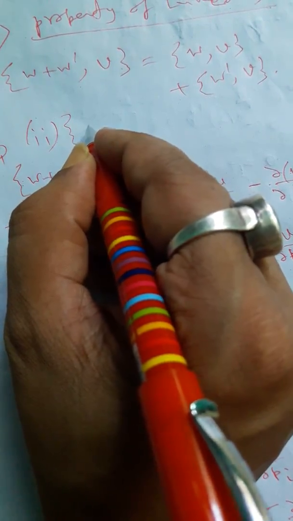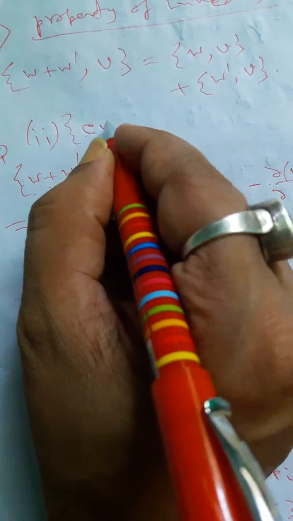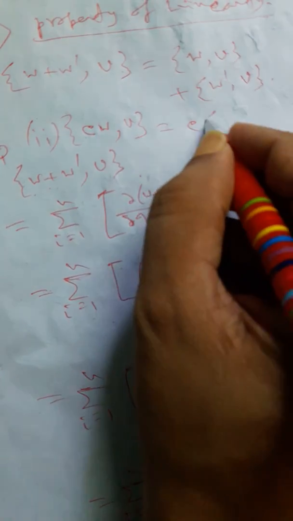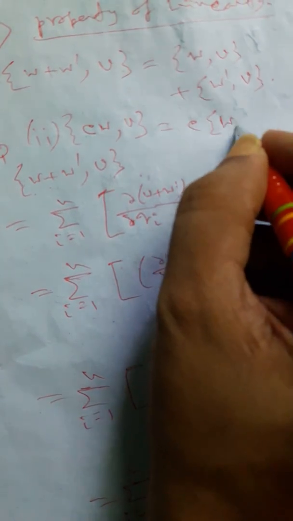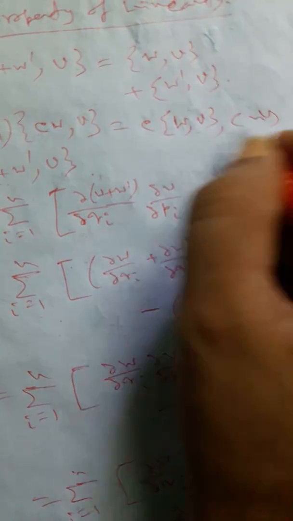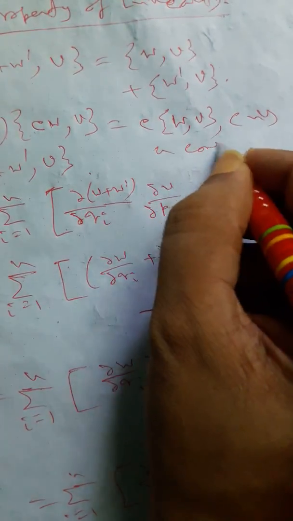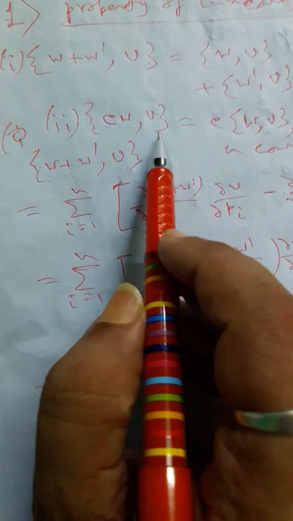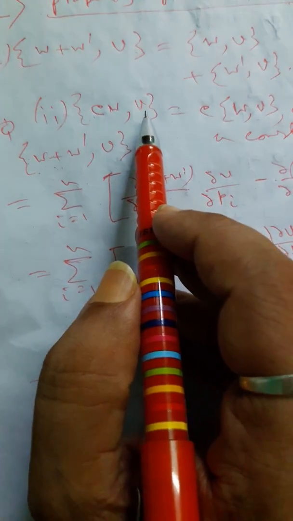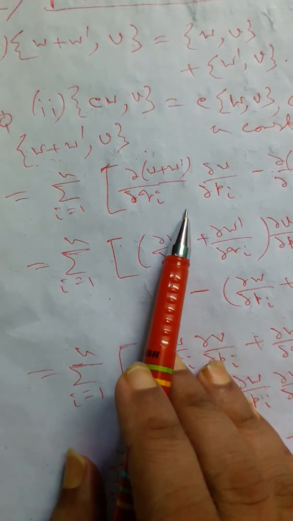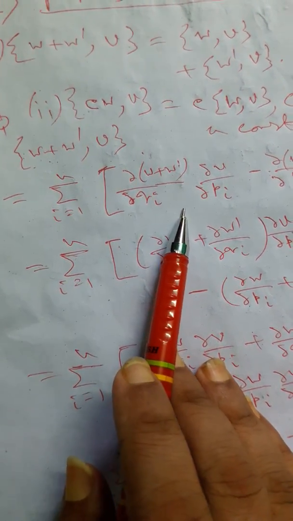If we write it in this way, the bracket of c w and v is equal to c times the bracket of w v, where c is a constant. So, for the second criterion to satisfy the linearity property, we have to prove it. Now we have proved the first criterion of the linearity property. Now let's prove the second.